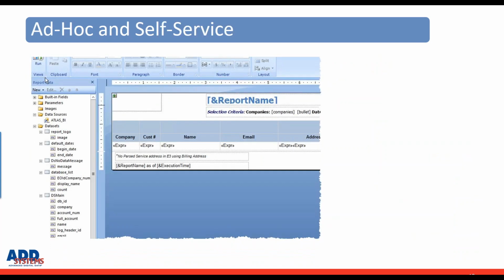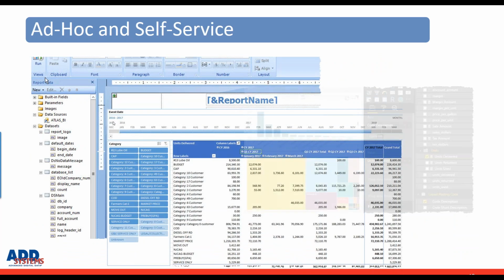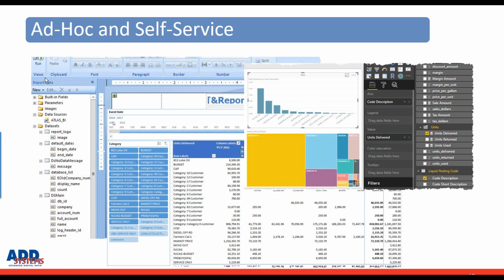The next thing that we have is ad hoc and self-service. These two terms, some people use these interchangeably. They're really a little bit different. What an ad hoc report is, basically, is you want your business intelligence solution to provide you the tools and the ability to be able to create your own reports. You may have folks within your organization that have some really good technical skills. You may have folks that are excellent Excel users.